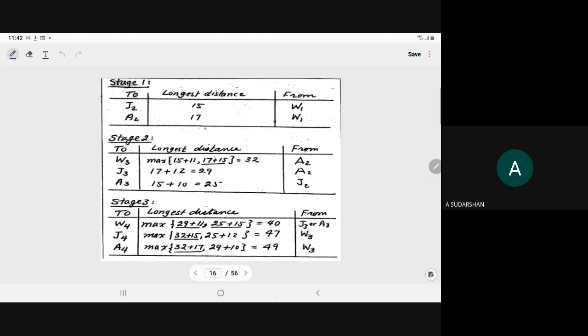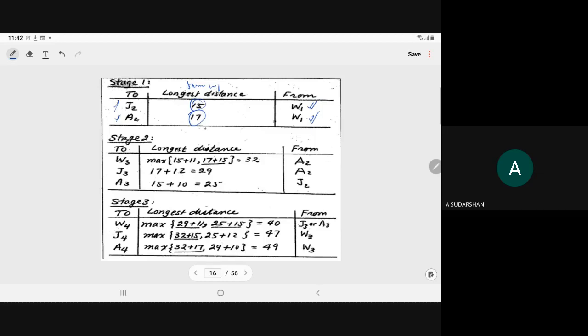So now we are solving this question by forward recursion. Forward recursion means, what is stage one? In stage one we have to go to the base of Jefferson or the Adam, that is J2 and A2 from W1. So the longest distance, we have only the two routes, 15 and 17. So here we have computed from the Washington on day one.